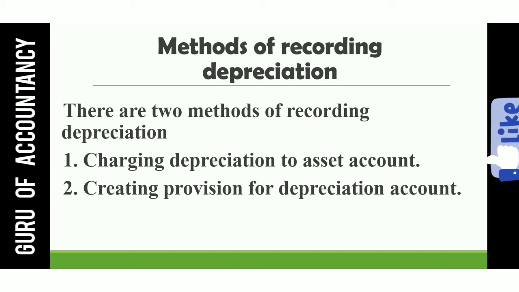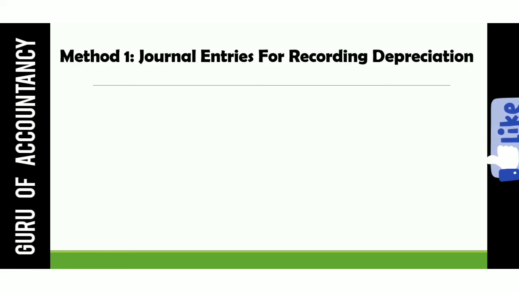There are two methods of recording depreciation in the books of accounts. The first method is charging depreciation to asset account. And the second method is creating provision for depreciation account. It is also known as accumulated depreciation account. So these two methods are useful for recording journal entries in the books of accounts.